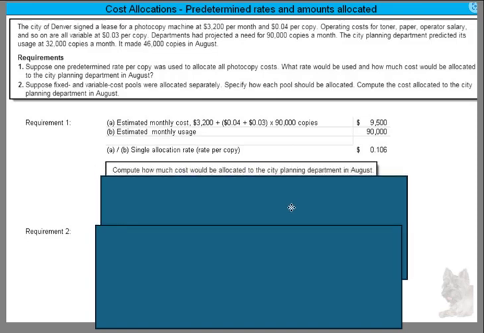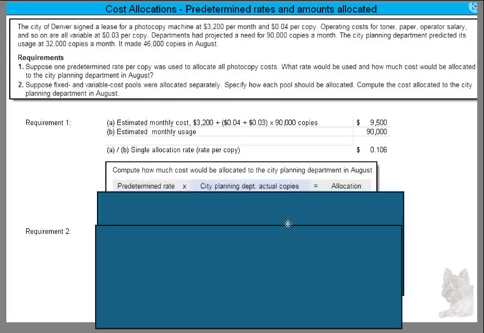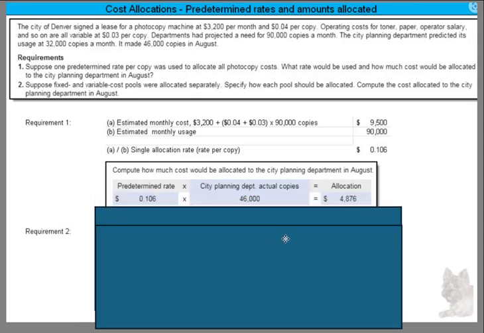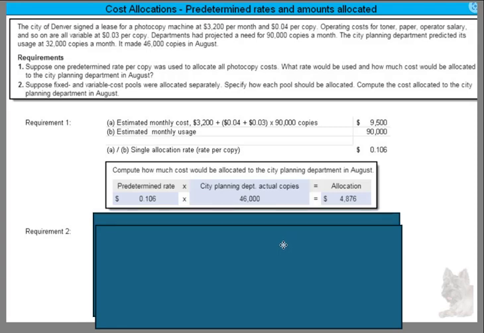Now, to compute how much cost would be allocated to the city planning department in August, we would use the predetermined rate times the city planning department's actual copies. So take the 10.6 cents predetermined rate we just calculated, that's a single allocation rate, times the 46,000 that the city planning department used, and we get an allocation cost of $4,876.